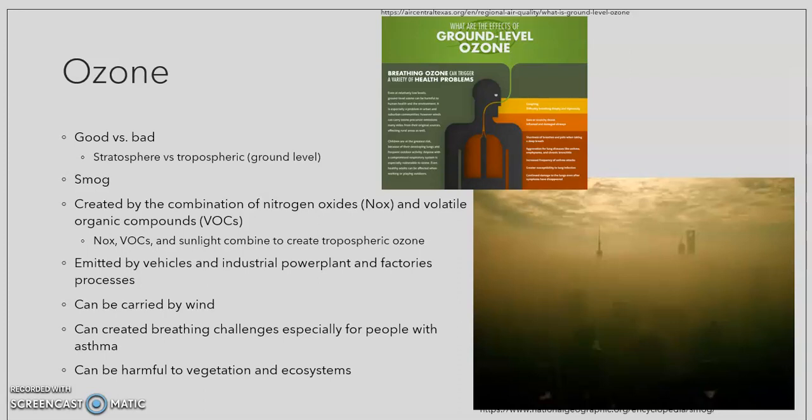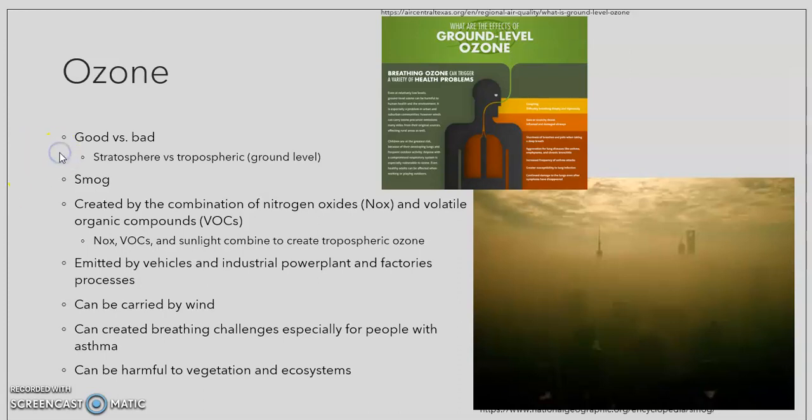Nitrogen oxides and VOCs are emitted by vehicles and industrial power plants as well as factories. And smog can be carried by the wind, so it's not necessarily going to stay where the industry is or where large cities are. It can also impact rural populations, so that's why it's important to monitor and mitigate smog as much as possible. And it's also visually unappealing, and it makes it hard to see, which can be dangerous.